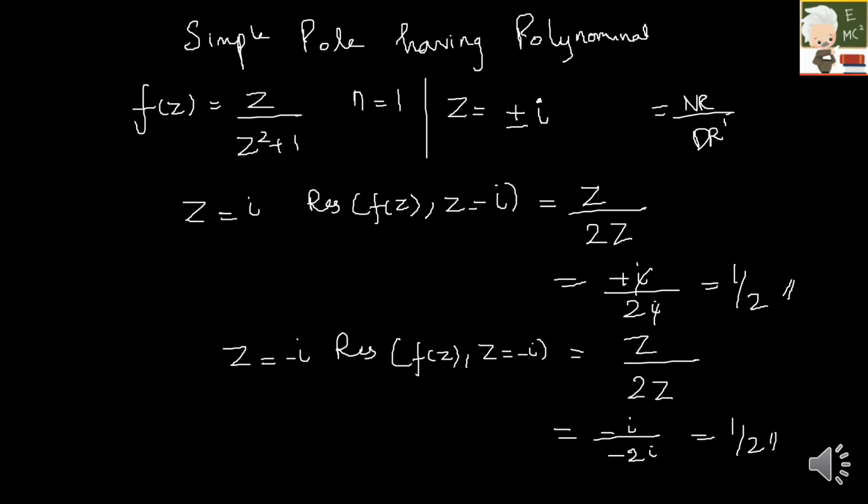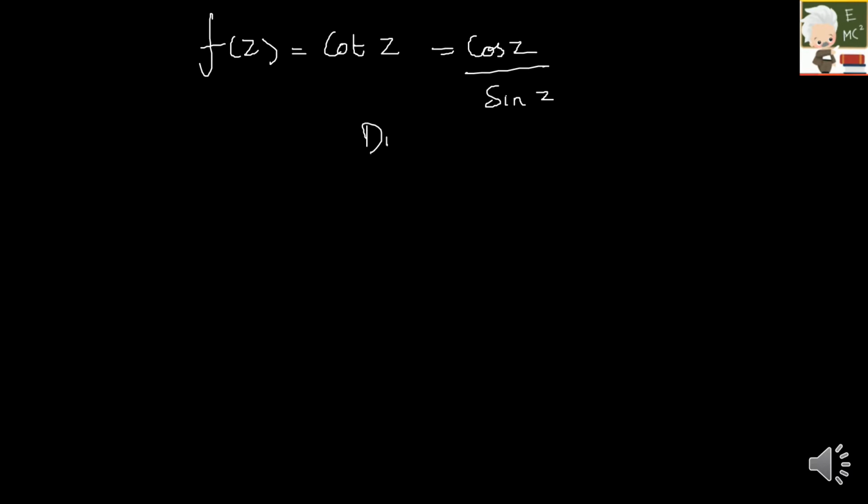So let me do one more problem. Here f of z is equal to cot z. There is no denominator, but you can rewrite cot z as cos z by sin z, right? First I have to find the singular points, so my denominator should be equal to 0. When will it be 0? sin z equal to 0, then my z should be 0 or plus or minus pi, plus or minus 2 pi and so on.